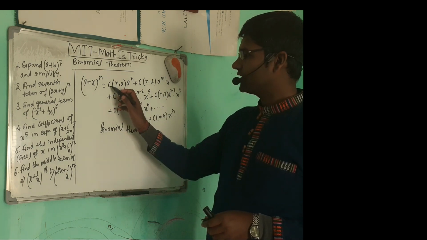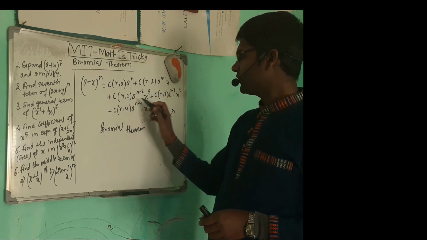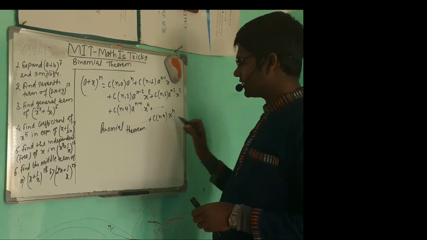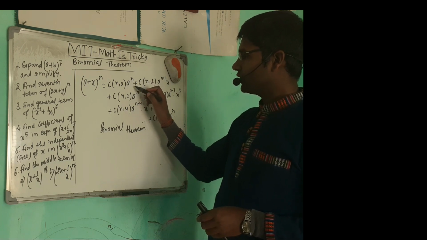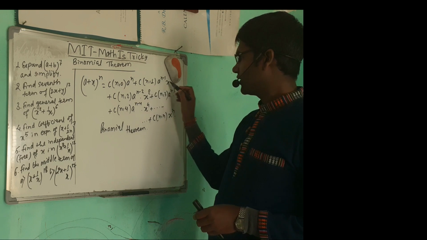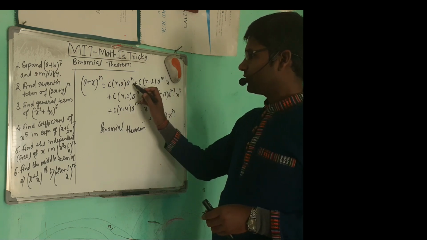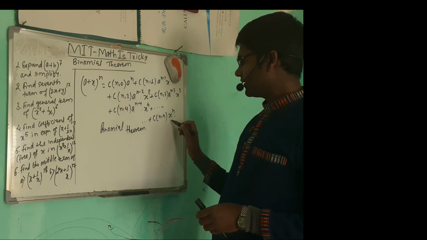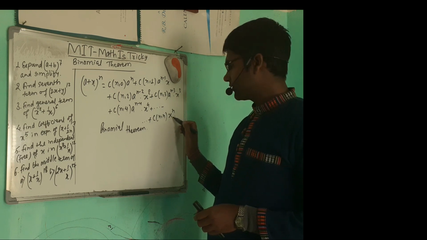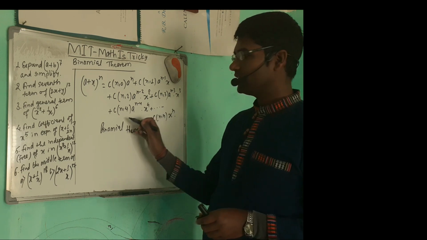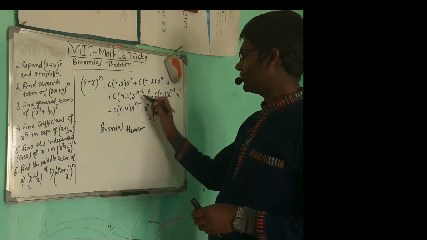Just start with C(n,0). Now write n0, n1, n2, n3, n4, and so on. At last there will be n. Now start with a^n, and go on decreasing its power: n minus 1, n minus 2, and then at last there will be 0. Or you can start from the last also. Write the power of x as n and go on decreasing, or you can write the power of x increasing: 0, 1, 2, 3, and so on.